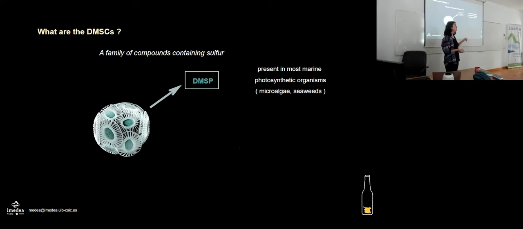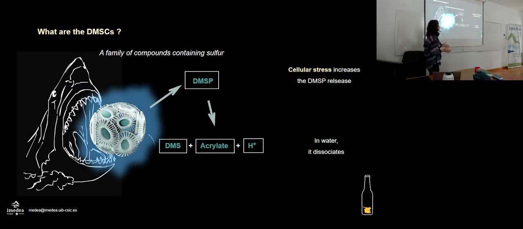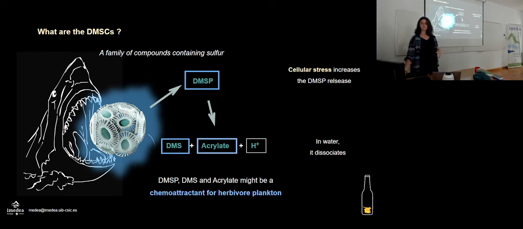So microalgae, seaweeds, many of them contain this chemical compound. And in conditions of stress, the release of this chemical compound to the water increases. When it enters the water, it dissociates into two other compounds, DMS and acrylate. We care about this because this compound, the DMSP and its successors, DMS and acrylate, might be of interest for herbivore zooplankton who want to feed on the algae and want to find them in the water column.